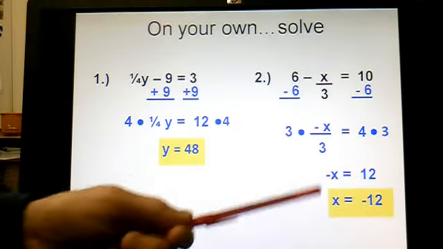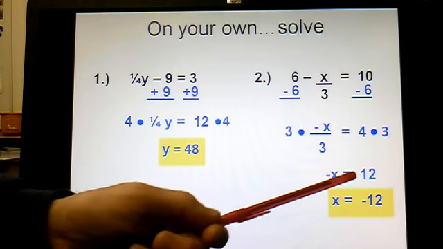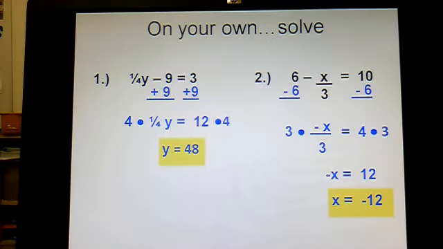Essentially what you're doing here is you're just multiplying everything by negative 1. Negative 1 times a negative is positive. Negative 1 times 12 is negative 12.